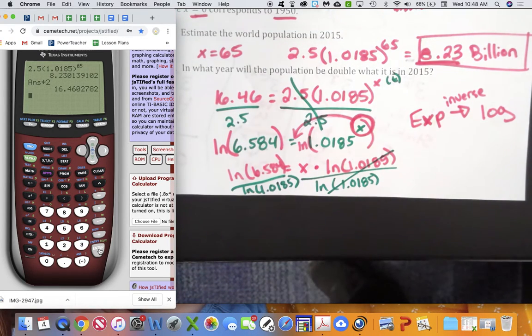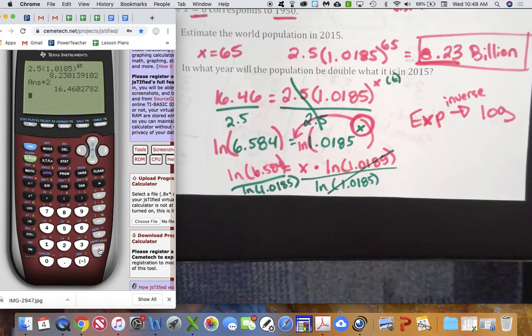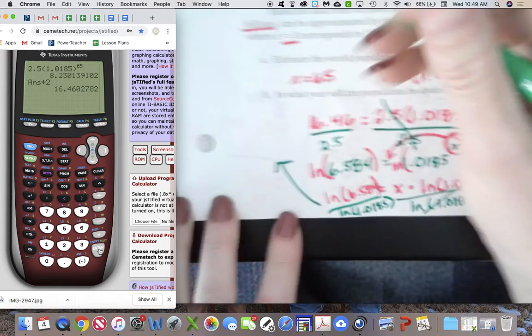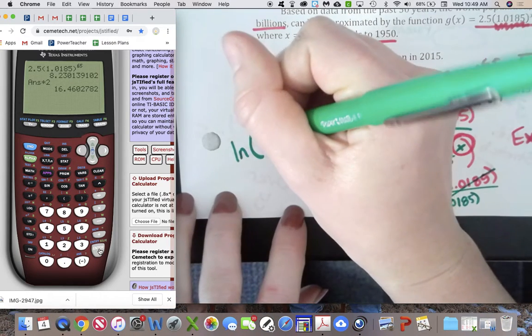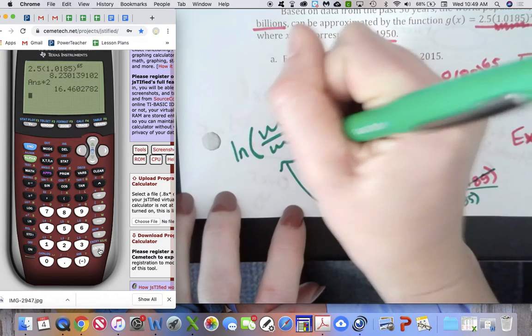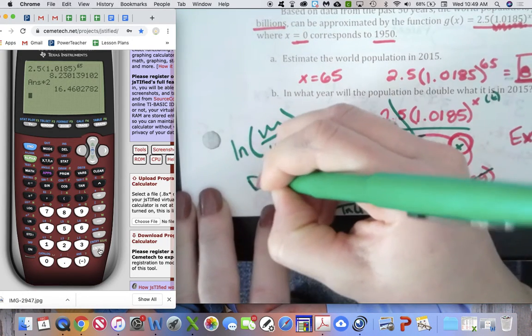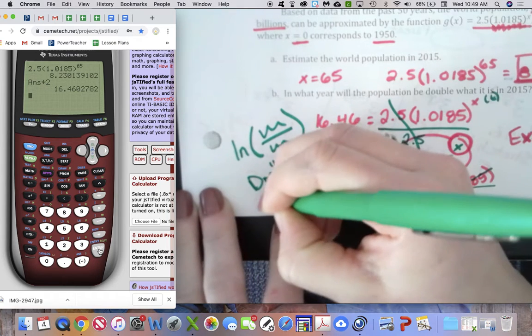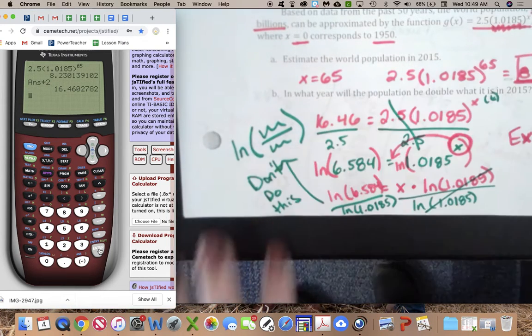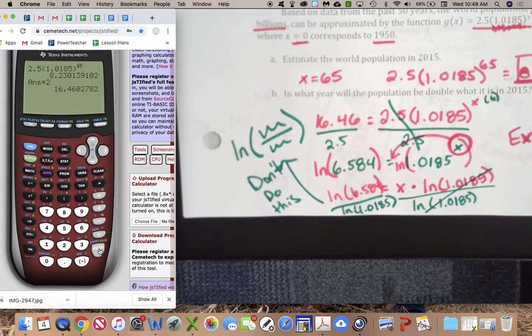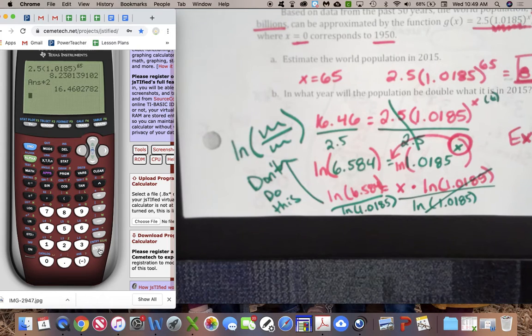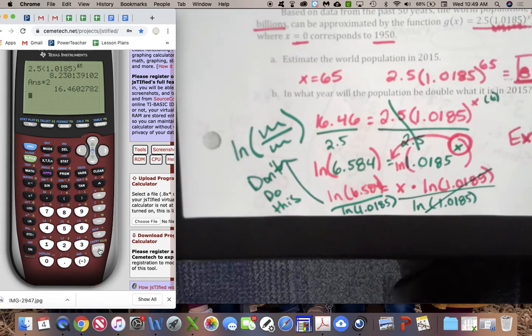Even though both of them have an ln on the top and the bottom, you cannot consolidate it into one. So this, do not try to type in your calculator. Don't do this. ln of this stuff over this stuff. It's not one ln. Don't try to cross out the ln's and do ln of 6.584 over 1.0185. You have to put an ln on the top and on the bottom in order for it to solve. Okay? So what is x equal to?